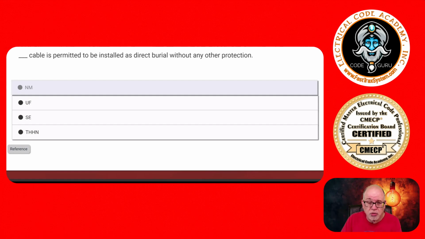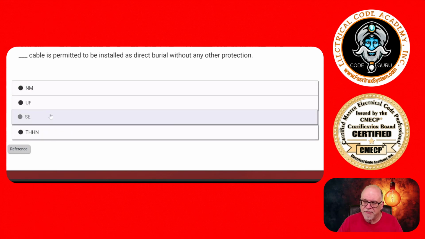Now you could go to Article 334 and look under uses not permitted, which is 334.12, and you'll see that it's not permitted. Skipping UF, going down to SE. Surface entrance is more like an SEU or an SER. That's an above ground product. If you look at Article 338, you'll see that SE cable, not USE, it's SE cable, surface entrance cable, is an above ground only product.